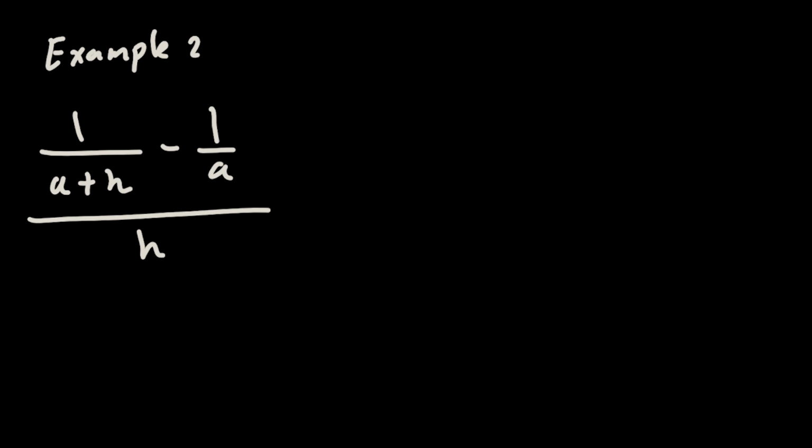Let's see another example. Example number 2 says we have this compound fraction and we want to simplify it. As you can notice, here we have a plus h. We don't like it, so we want to remove it. So we will multiply the numerator and the denominator by a plus h.